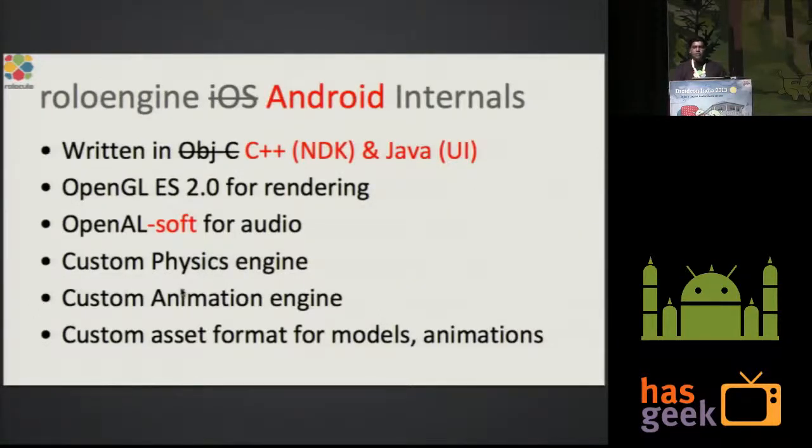So, our component set for the Roloengine Android version was ported in such a way that we maintained API compatibility and we made as minimal changes as possible to also give it an almost cross-platform nature. We use C++ as our primary language for the game rendering, animations and the game logic, whereas we use Java for UI. OpenGL was ported more or less consistently from iOS to Android. In order to keep API compatibility, we used a software implementation of OpenAL, and our physics engine, animation engine, and the asset formats were ported equally easily.